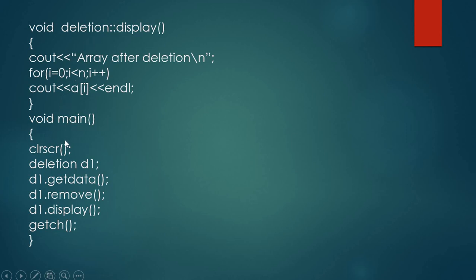In the main function, first we are creating the object of the class deletion. Here the class name is deletion and D1 is the object. Then, using that object, we can access the functions getData, remove and display. That is, D1.getData, D1.remove, D1.display.